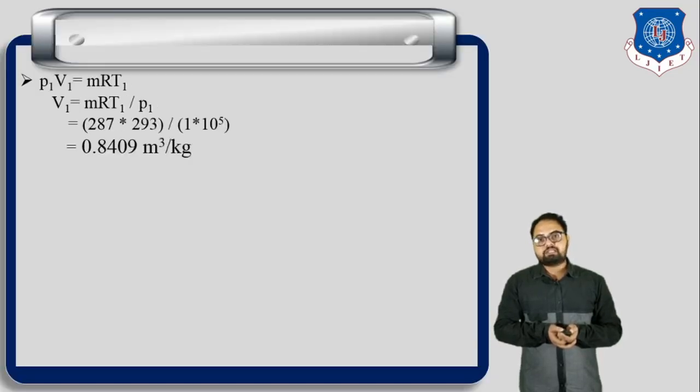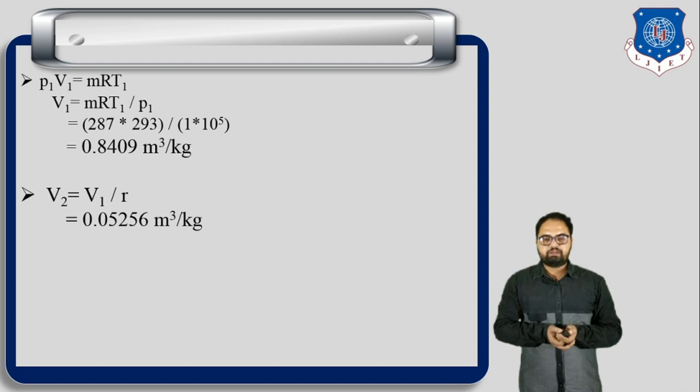So swept volume Vs, that is V1 minus V2. So we need to find out the value of V1 and V2. From the standard equation, P1 V1 is equal to MRT1. V1 is equal to MRT1 divided by P1. We will get the value of V1, that is 0.8409 meter cube per kilogram. Now we have the value of R, and we know that R is equal to V1 by V2. Then we will get the value of V2, that is V2 is equal to V1 by R. By putting this value of V1 and R in this equation, we will get V2 as 0.05256 meter cube per kilogram.